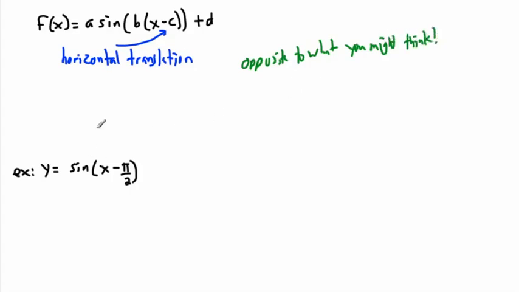Something like this one right here, for example. Let's just do maybe this example here. So we have y equals sine of x minus pi over 2. You might think, okay, well that means we're gonna have a sine graph. Before anything else, let's figure out what is the amplitude. It really helps to draw that, or write that out. So the amplitude is the number in front of the sine, so that's just one.